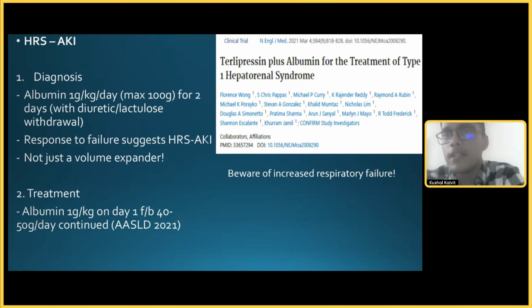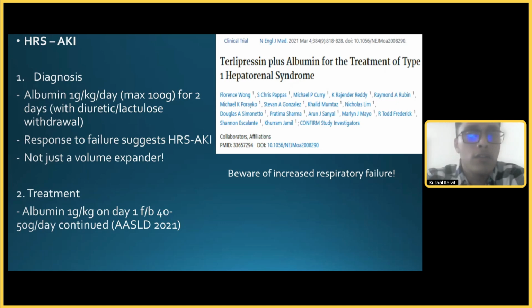And this was recently studied in the CONFIRM trial that was published in NEJM. And although this trial showed that terlipressin plus albumin is superior to the other arms, the most important point that we need to remember is that there was a very high increased incidence of respiratory failure in patients who received terlipressin plus albumin. So it was some 15% incidence versus 5% in the other arms.